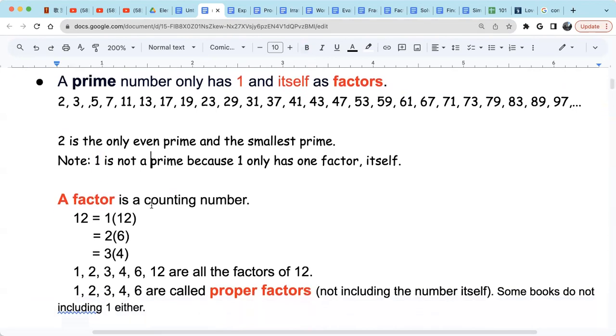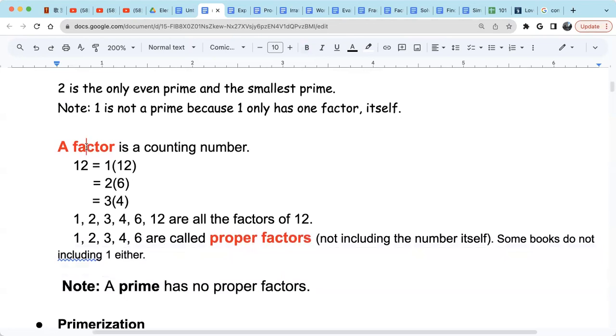So what is a factor? A factor is also a counting number. Let's give an example: the number 12. 12 can be written as 1 times 12, or 2 times 6, or 3 times 4. So we call 1, 2, 3, 4, 6, 12 the factors of 12.